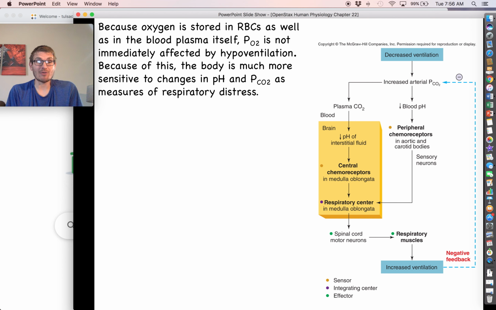Oxygen is a little bit unique in the sense that not only is it dissolved within the blood plasma, we keep our PO2 set point at about 100 millimeters mercury. But we've already mentioned before how the vast majority of our oxygen is carried by hemoglobin in red blood cells. The PO2 value does not account for all of that oxygen.